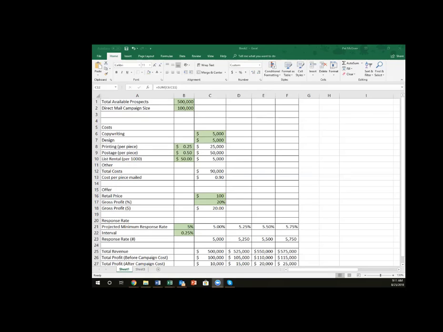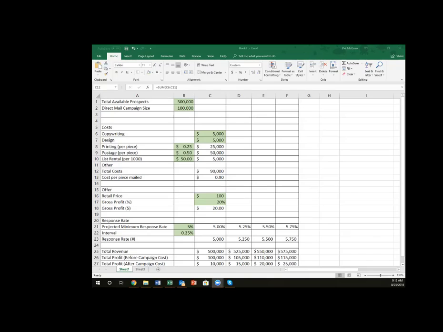And we want to look at various response levels. So we did an interval of 0.25%. So you'll see here 5%, 5.25%, all the way up to 5.75. And then underneath it, the response rate number is calculated for you at a 5% response rate with 100,000 pieces, 5,000 people would respond. And that means respond by buying your offer, because that's the goal. That's the offer and the call to action. So you got anywhere from 5,000 to 5,750.